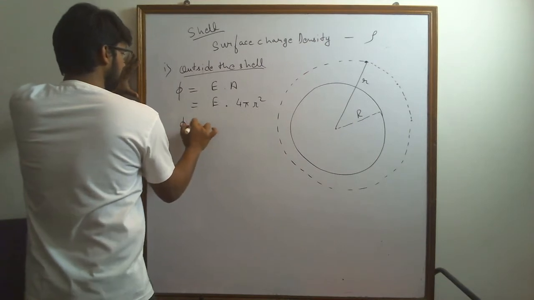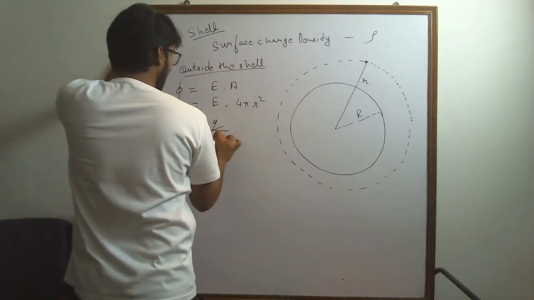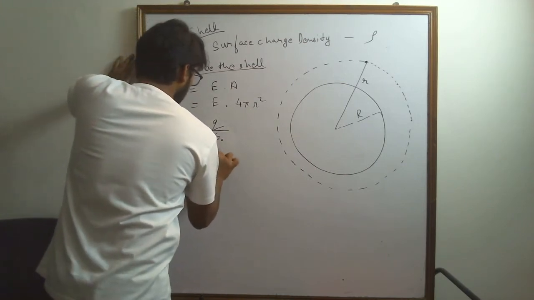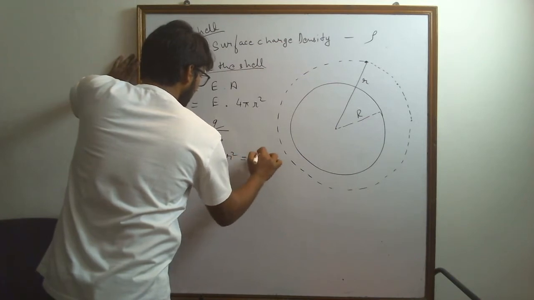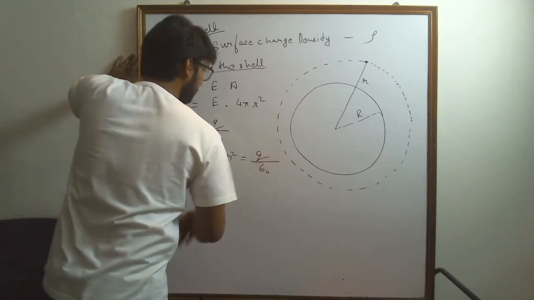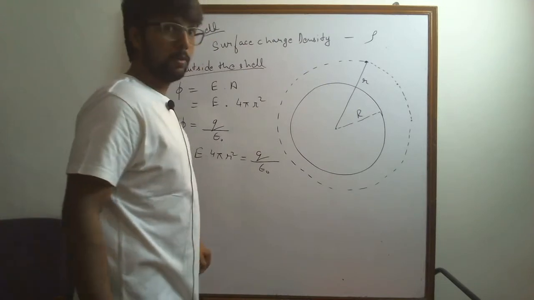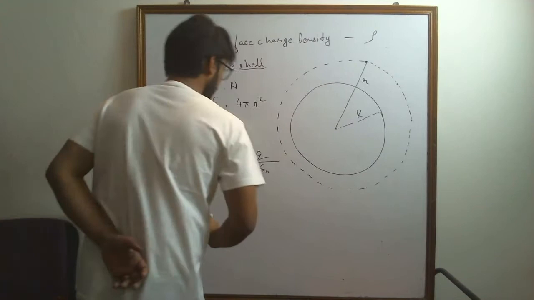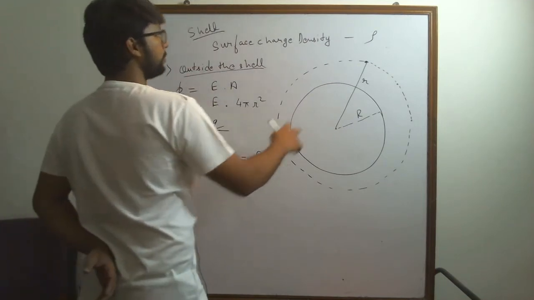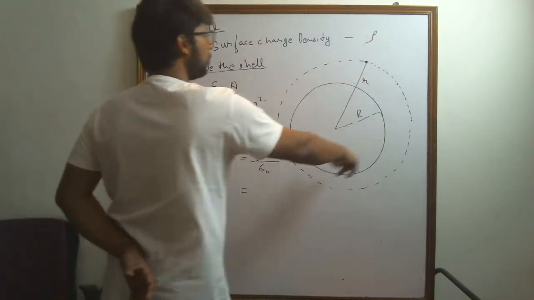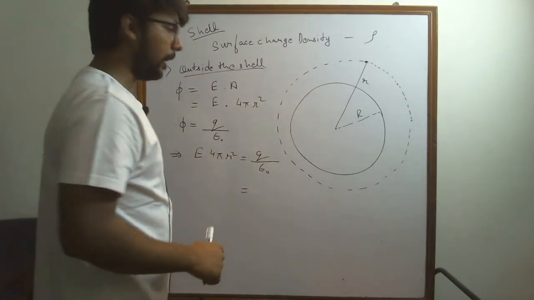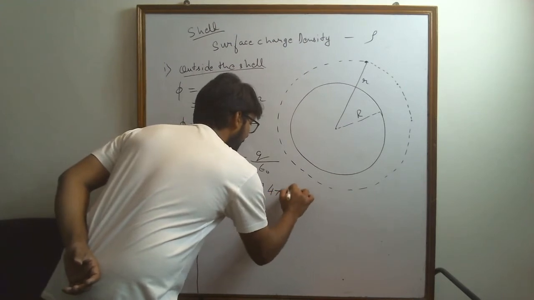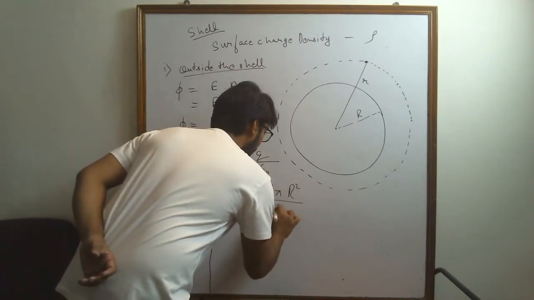So the flux will be equal to Q upon epsilon naught. So I can write E into 4 pi r square is equal to Q upon epsilon naught. Now, how much is Q? Q is simply the total charge on this shell, and Q is equal to sigma into the surface, right? So, sigma into 4 pi capital R square upon epsilon naught.